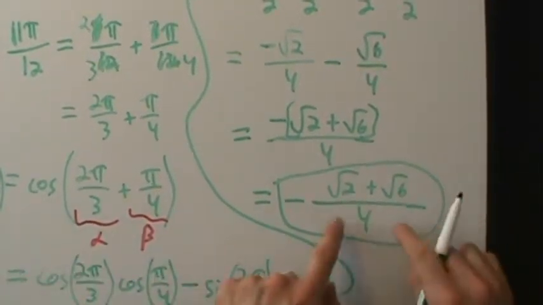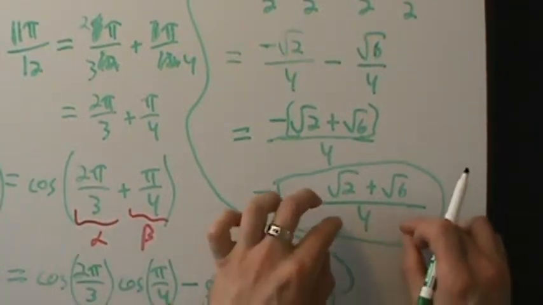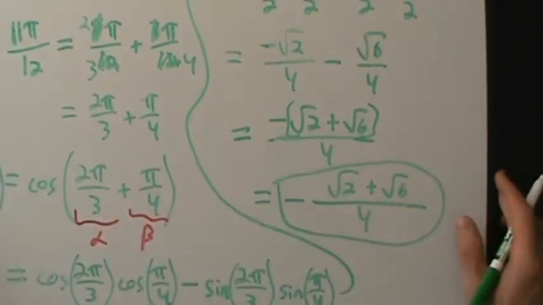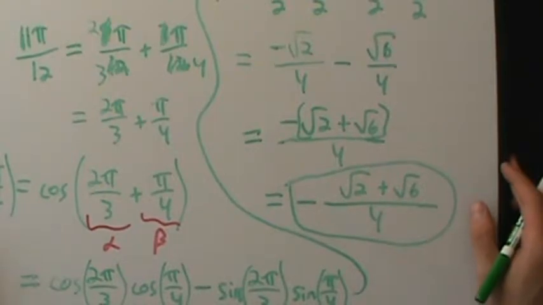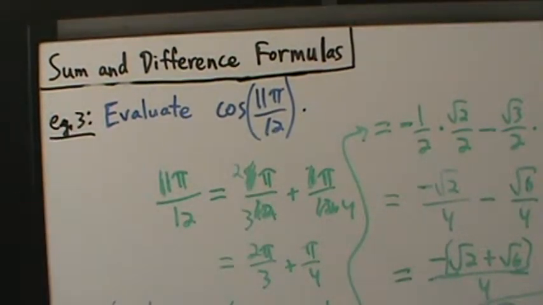Notice this is actually negative the answer we got for examples 1 and 2. So a lot of these sum and difference formulas involve answers that kind of look like this. So kind of interesting. So anyway, that's example 3 with evaluating a trig expression using sum and difference formulas.